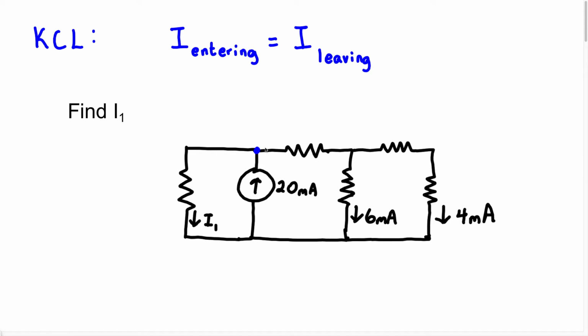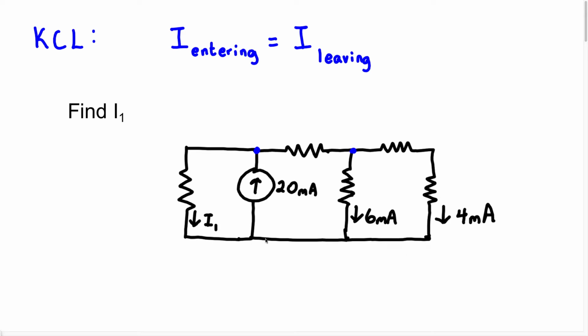Now, do we have any more essential nodes? Well, we know this is going to be an essential node right here. And this essential node connects this branch, and this branch. But this branch is in series with this branch. Therefore, this essential node is going to cover all of this because we know the current is going to be the same in this entire branch.